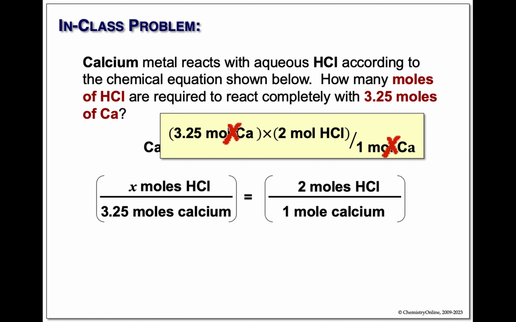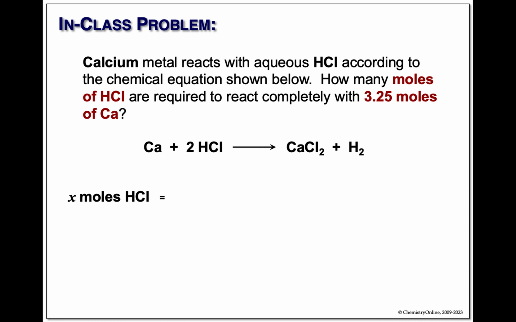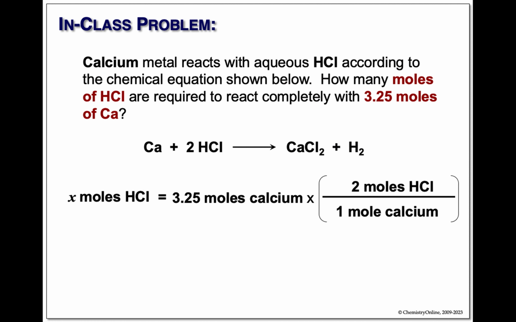If you want to do it the other way, the intermediate equation would look like this. Once again, this is our given, this is our ratio, and that's what we're trying to find. 6.5 is what we get.